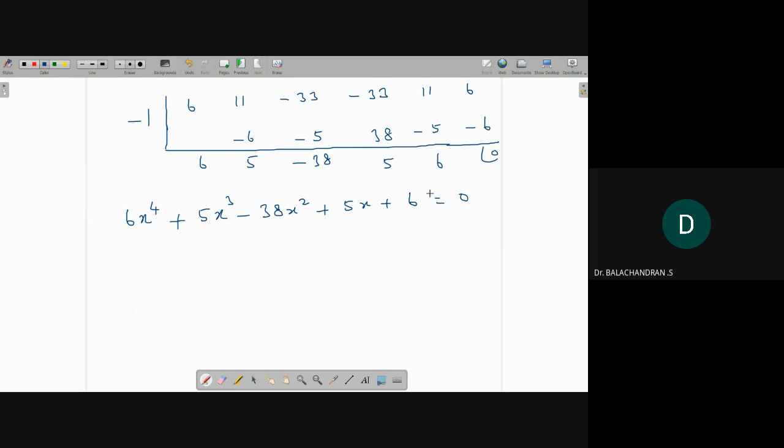Which is also a reciprocal equation of type 1. So type 2 I converted into type 1. You can see here even degree with the like sign: plus 6, plus 6, plus 5, plus 5. This is the middle term. So as usual, we need to divide this equation by x square.